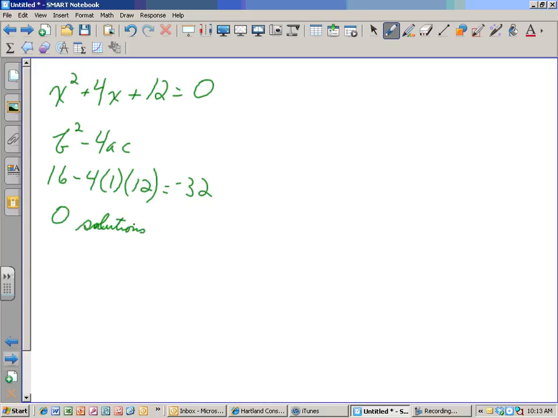The reason there's 0 solutions is because the discriminant, what's going to be underneath the square root sign, is negative. That means it does not cross the x-axis. It means there are no x-intercepts. All right? And that's what this whole lesson is about, checking the discriminant.